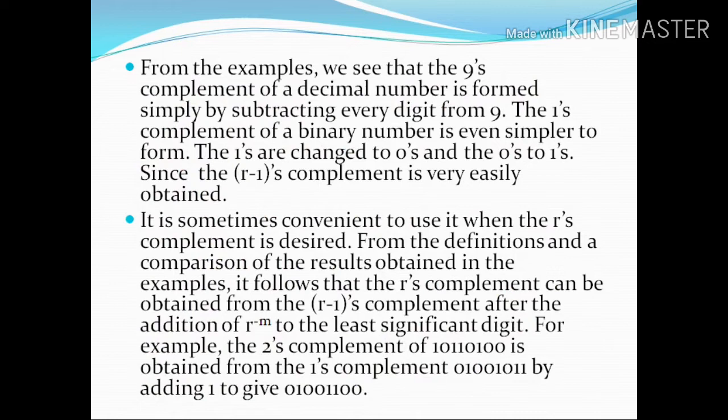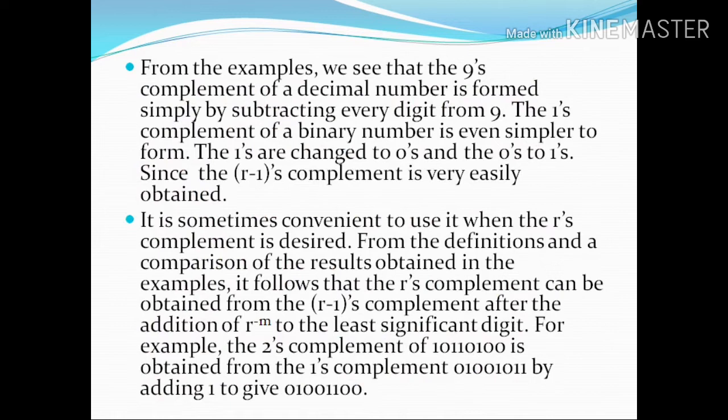Now for examples, we see that the 9's complement of a decimal number is formed simply by subtracting every digit from 9, and the 1's complement of a binary number is even simpler to form: 1 is changed to 0 and 0 is changed to 1. So the R minus 1's complement is very easy to obtain. Sometimes for convenient use, the R's complement is desired. So for that purpose we have to know the R's complement also.